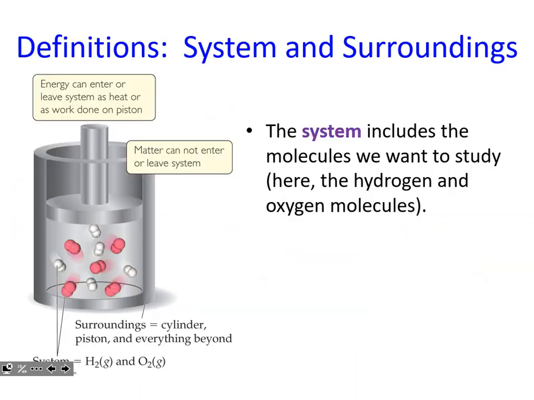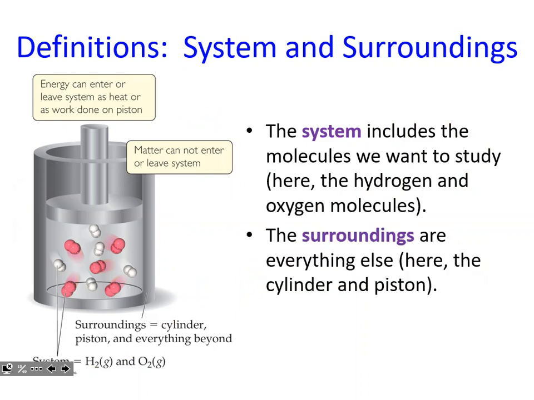Okay. All right. Definition: system versus surroundings. The system includes the molecules you want to study. So these chemical species are always going to be considered the system. Chemical species involved. The surroundings are going to be everything else.